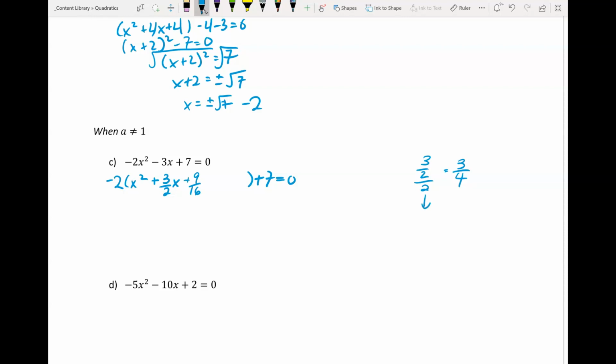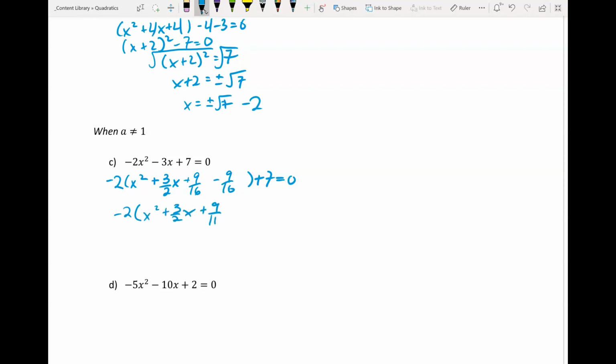If you are confused by this, this is 3 over 2 times a half, because we have a fraction over a fraction. You flip the second fraction and change it to multiplication. That is how we got 3 over 4. And then when you square this, you're going to square the numerator and the denominator as well. So we're going to add 9 over 16 and also subtract it.